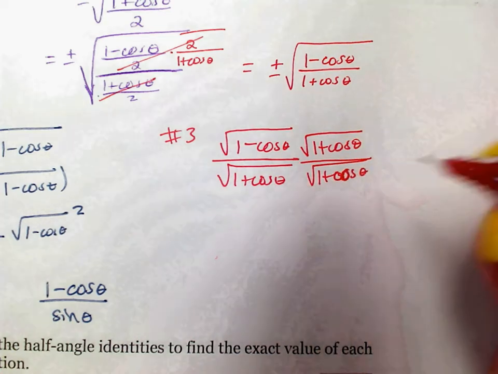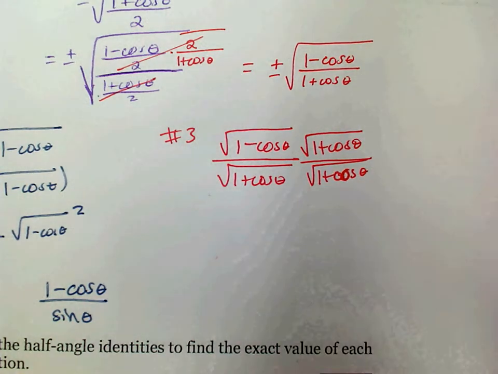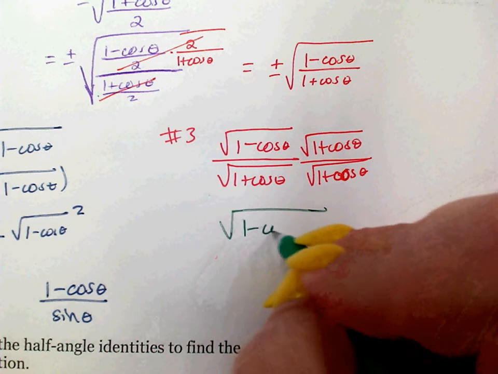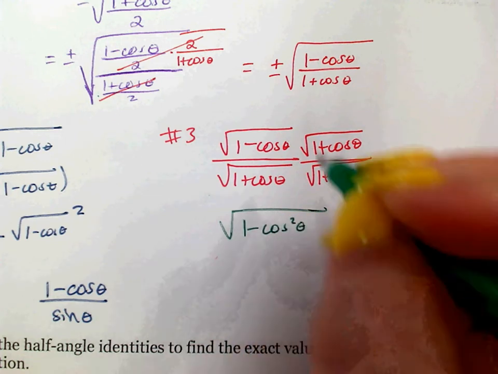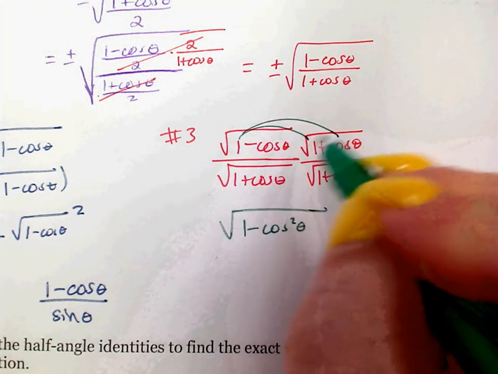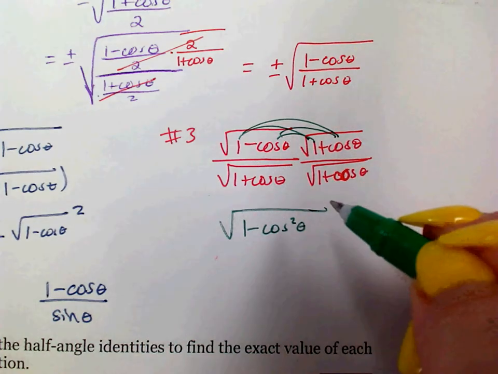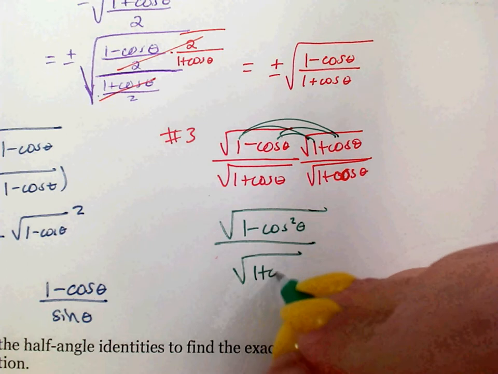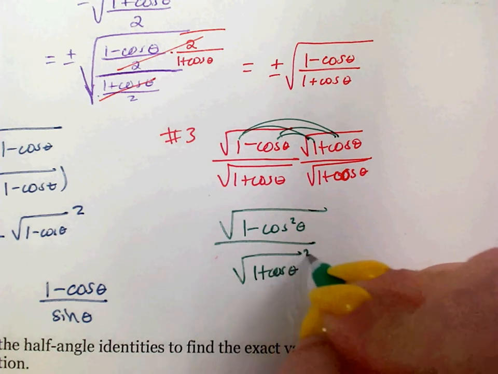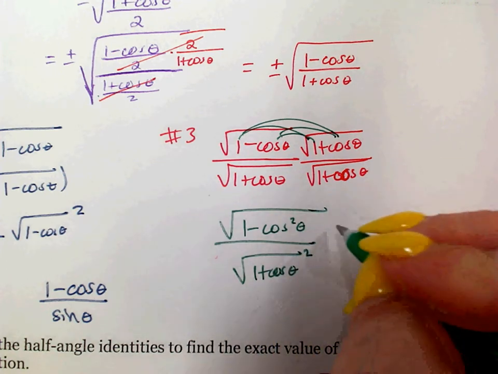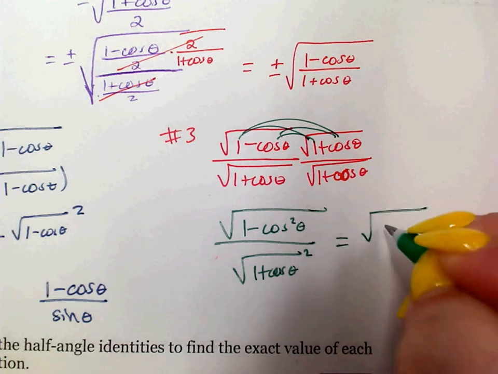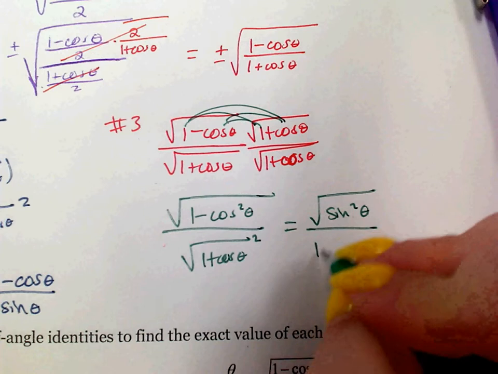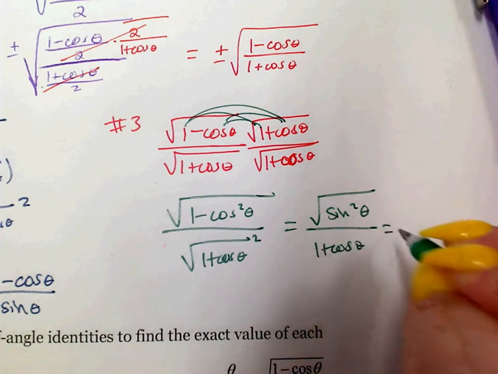The numerator becomes the square root of 1 minus cosine squared theta, because the conjugate pairs become a difference of perfect squares, over the square root of 1 plus cosine theta quantity squared, because there's two of them. And that right there just becomes the square root of sine squared, which is just sine. So we just end up with sine theta divided by 1 plus cosine theta.